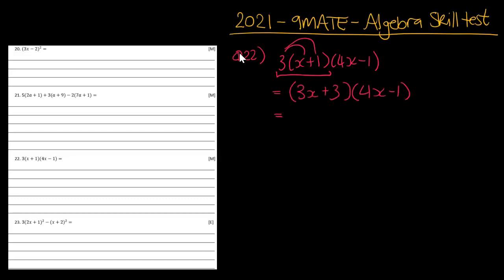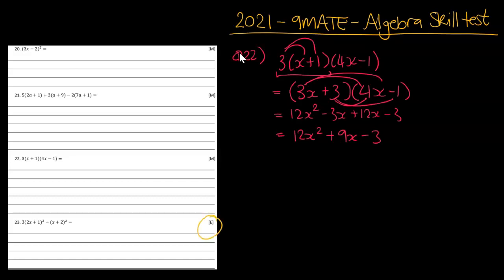So getting into this one, that times that, 12x squared. Then we've got over here negative 3x. This times this is plus 12x. And then finally down the end, minus 3. I'm now going to group these together here. That becomes plus 9x. So our final answer, 12x squared plus 9x minus 3. So that there was a merit mark. An excellence expanding question over here, question 23.